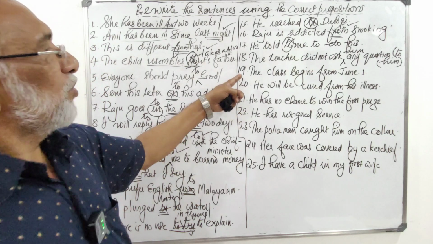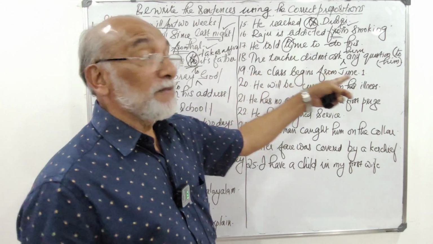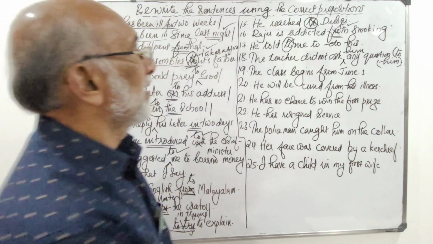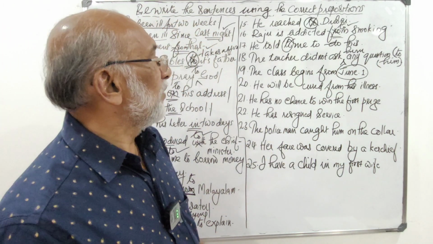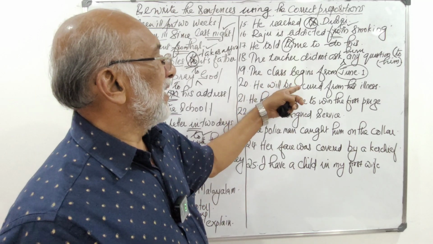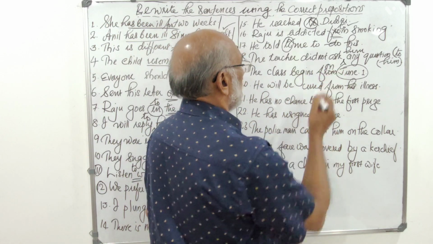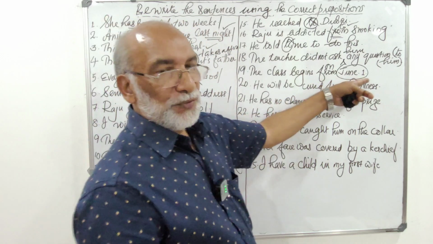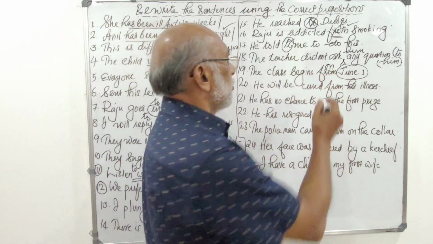Okay, now coming to the 19th one. The class begins from June 1st. Again, point of time is here. So from is not the proper one. The class begins on. So when there is a point of time, it should be on. On June 1st. Okay. The class begins on June 1st.